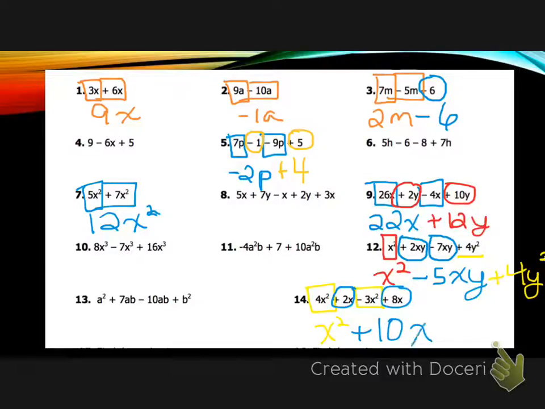But notice, I couldn't combine my 4x squared and my 2x because the variable was not to the same power. You can only combine them if the variable is the same power too.